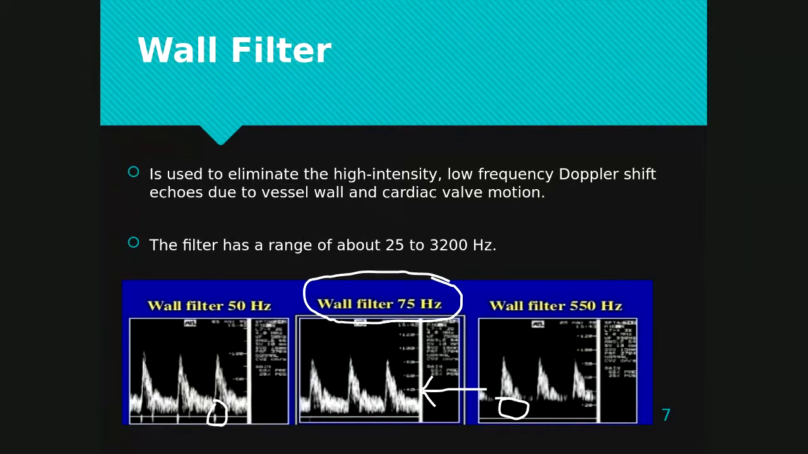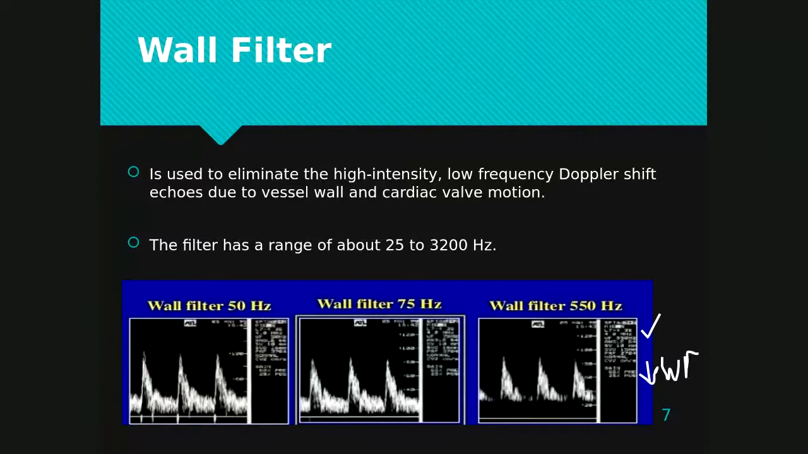So on the registry, they give you pictures and they ask you, how can you fix this image? So if you were given the picture on the far right and they asked, what could you do to fix that? You would lower the wall filter. You want to take the wall filter down so you're filtering out less and you're letting more signal in.